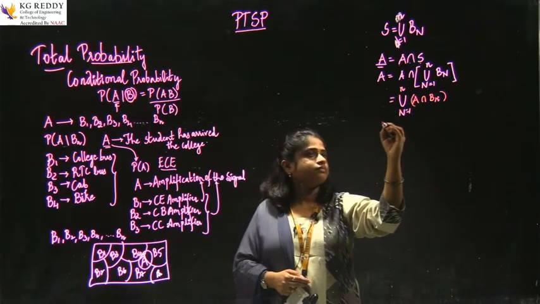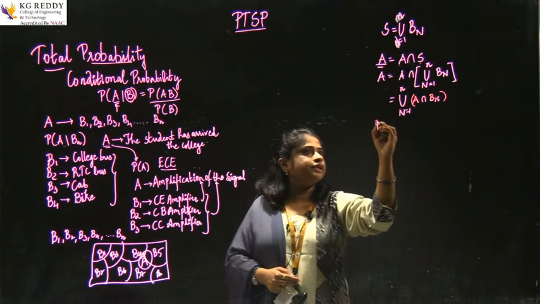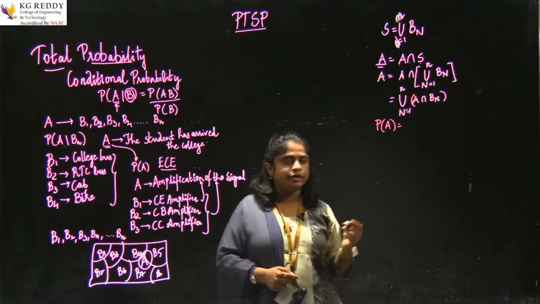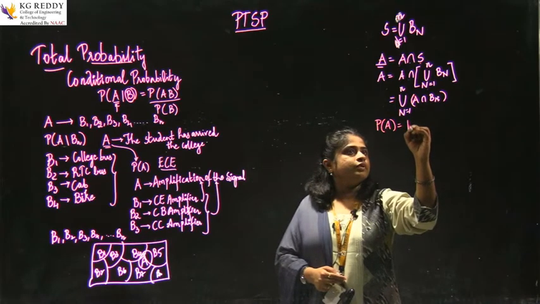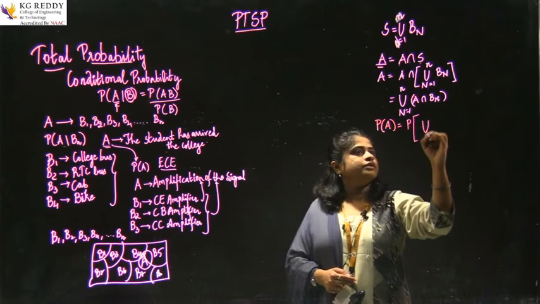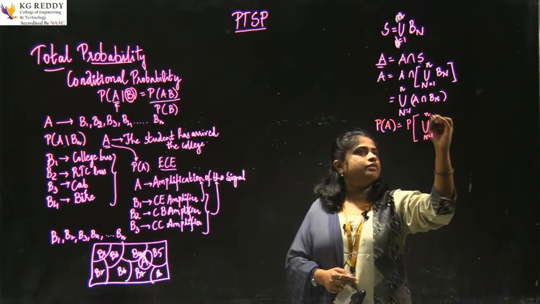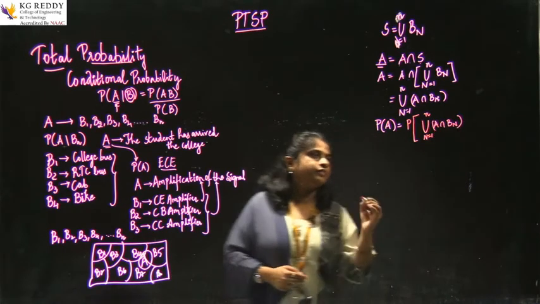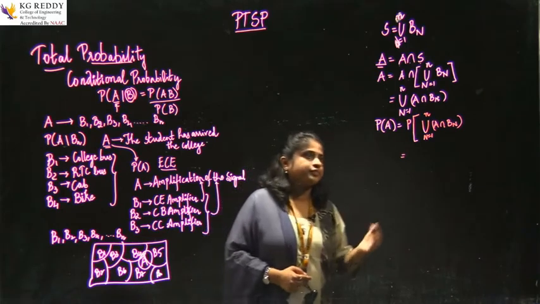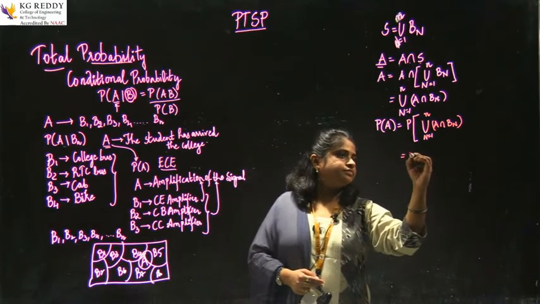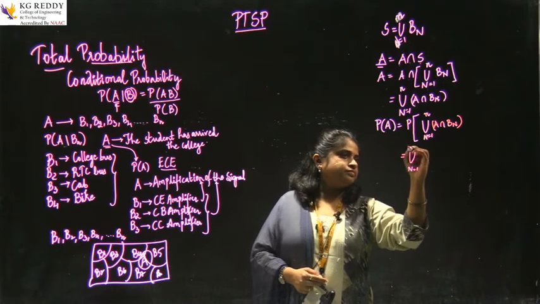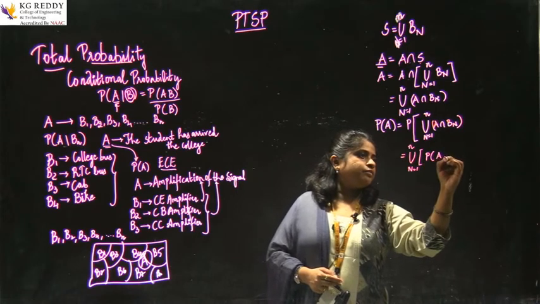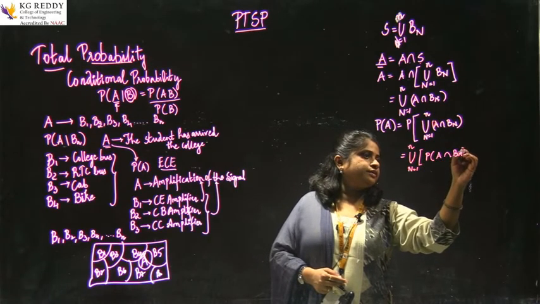So if I take the probability here, the probability of A will be equal to the probability of the union of n equal to 1 to n of A intersection Bn. I will be taking the union outside, so it will be the probability of A intersection Bn.